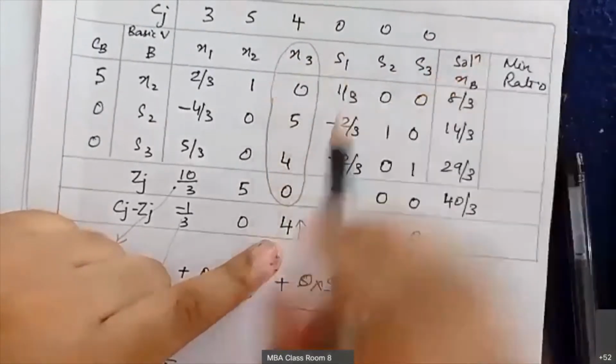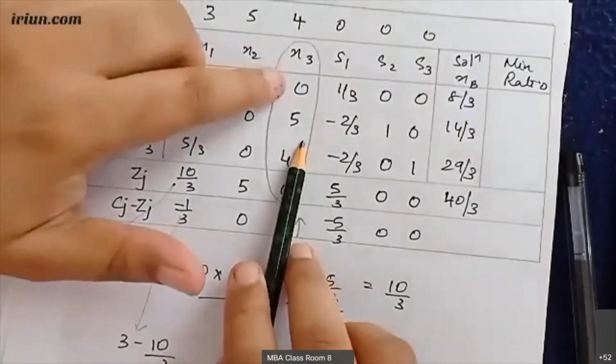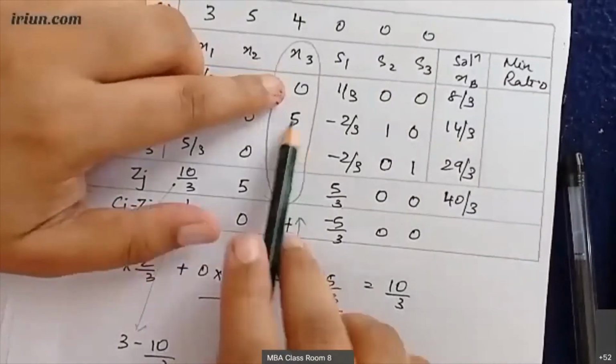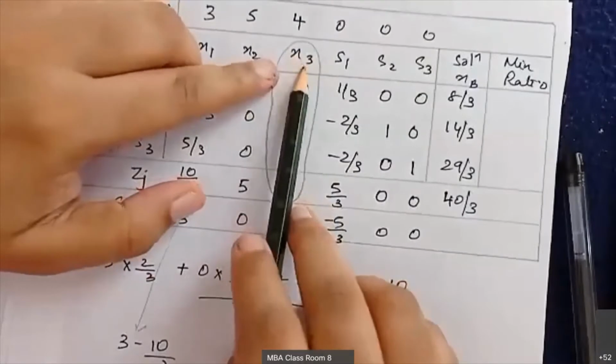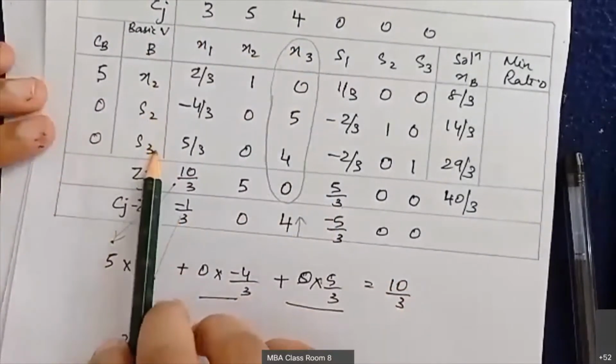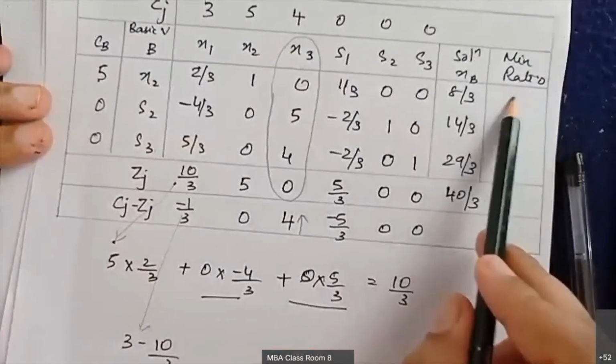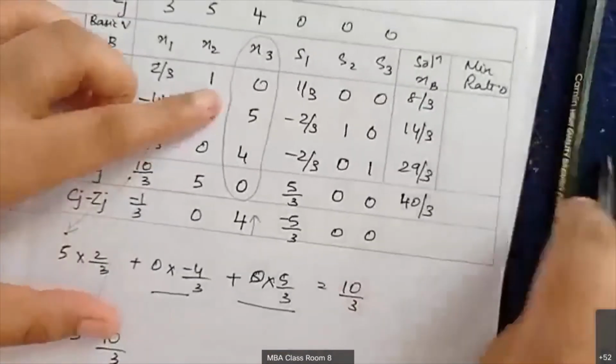Now we need to select which is going to be the incoming vector. So this is going to be the incoming vector. We need to select which is going to be the outgoing vector. How do we do that? We have to calculate the minimum ratio.